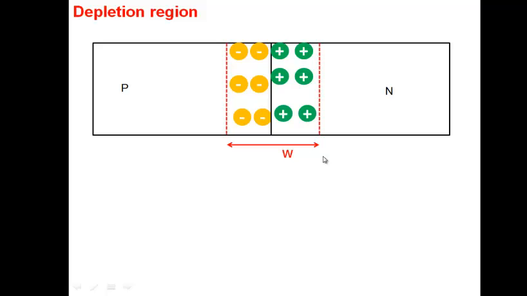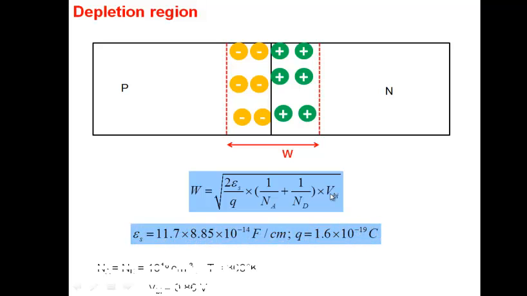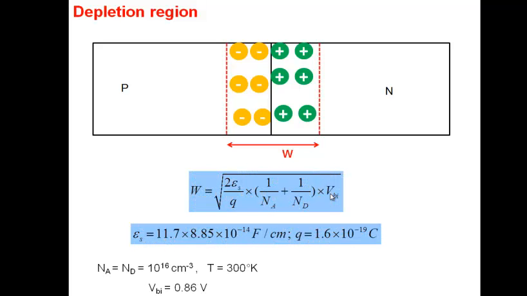The depletion region has a dimension, a width, and we can calculate the magnitude of the depletion region here. How large is this region? It depends on the permittivity of the silicon, 2 epsilon_s by q, it depends on the acceptor concentration, on the donor concentration, and on what we call the built-in voltage, which I'll explain in a minute. Built-in voltage was not there before, so built-in voltage here.